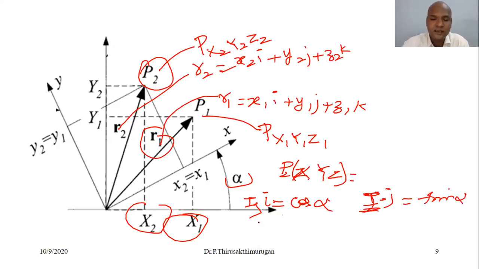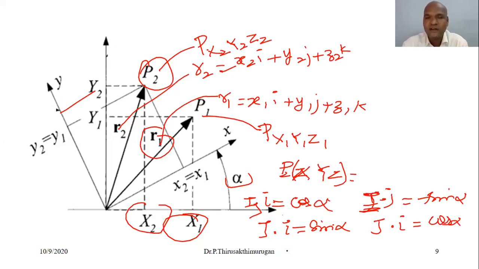Okay. Similarly, j dot I, that is the y axis. You see here in the y axis, so j dot I is plus sin alpha, j dot j is cos alpha. Remaining things are zero. I dot k, k dot I, everything is zero, but k dot k equal to 1.